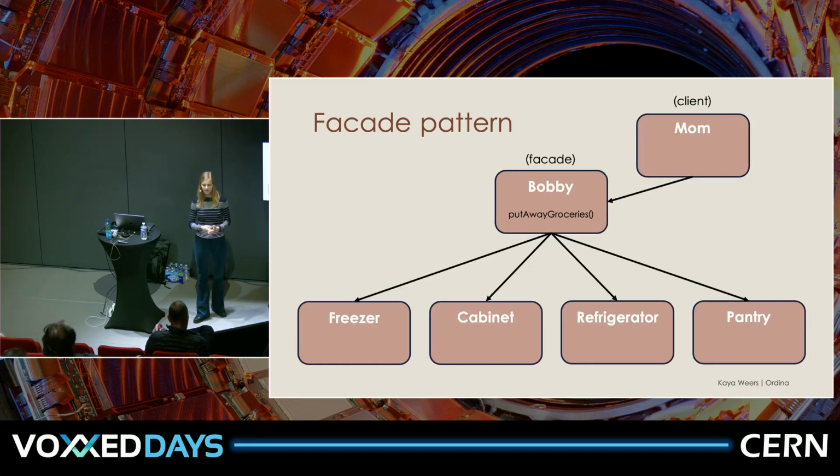You will see it like this, that in this case Bobby is our facade. Bobby is the one shielding the difficult logic from mom. So mom is the client, she just says, Bobby, put away these groceries. Then first of all Bobby knows how to filter the products, how to know which one belongs in which place, and also knows how the items in the subsystem work, if they have specific requirements and how to offer the products, how to put them away. In this case, maybe it's not really a complex subsystem, but you can see it in different ways.